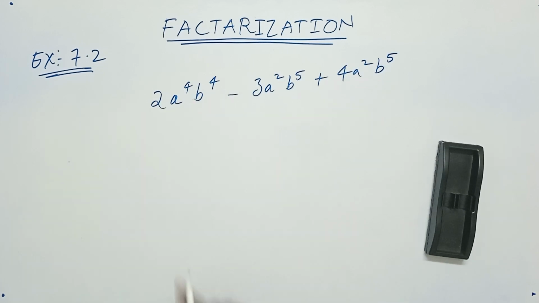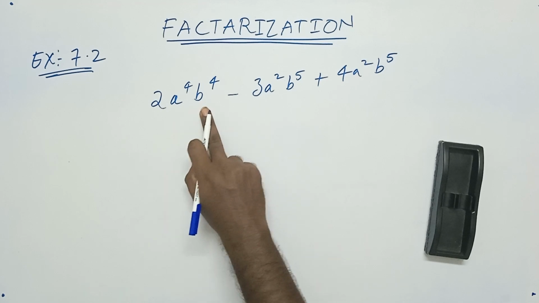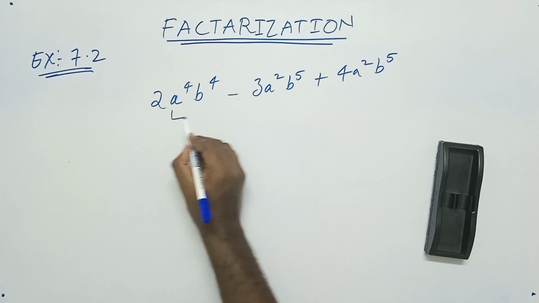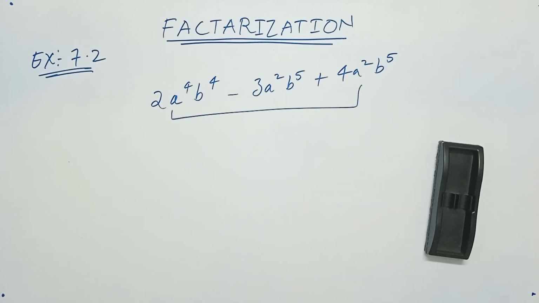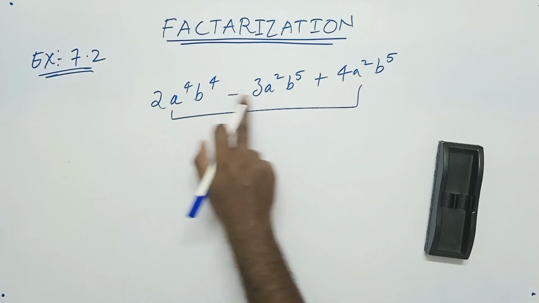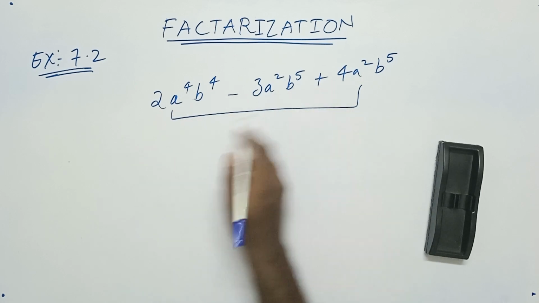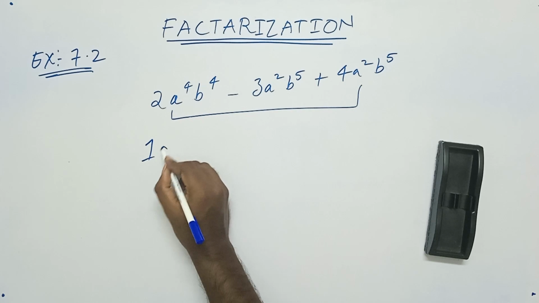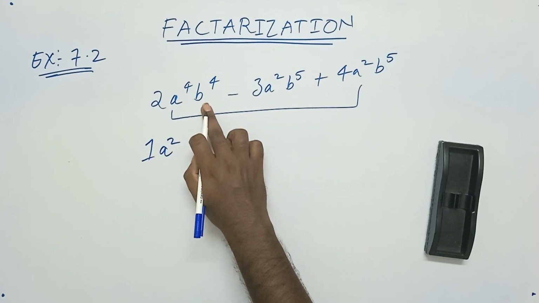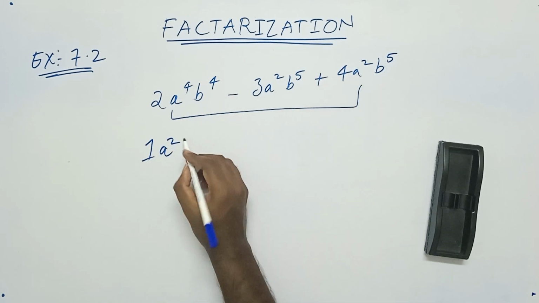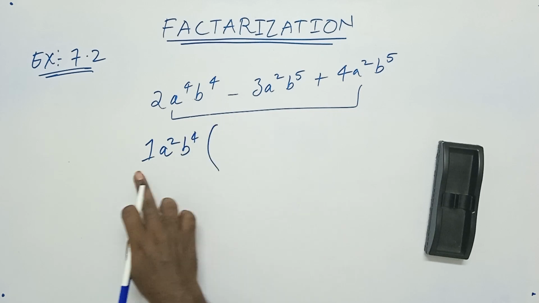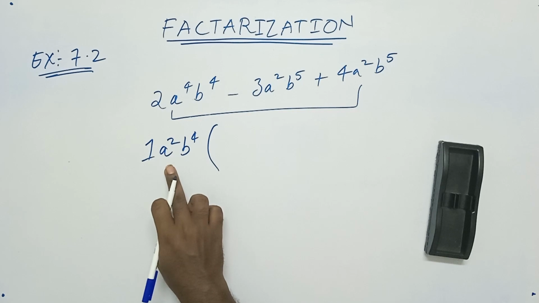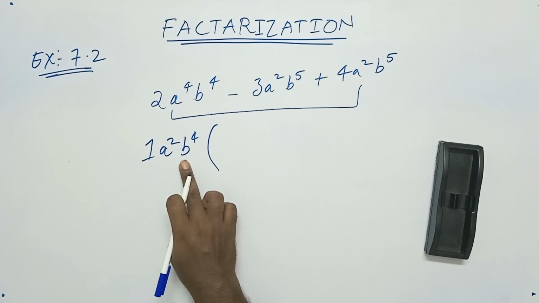Our next problem is 2a power 4 b power 4 minus 3a square b power 5 plus 4a square b power 5. Now we are going to find the factors of this given expression. HCF of 2, 3, 4: what is the HCF? 1 is the HCF. a power 4, a square, a square: a square is the HCF. b power 4, b power 5, b power 5: b power 4 is the HCF. We have got the common factor, so we divide the whole expression by a square b power 4.